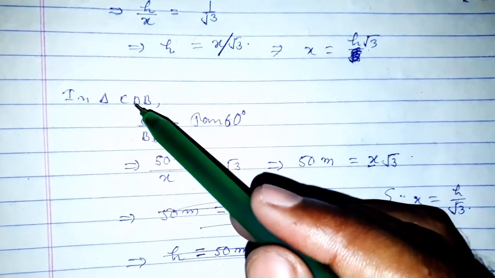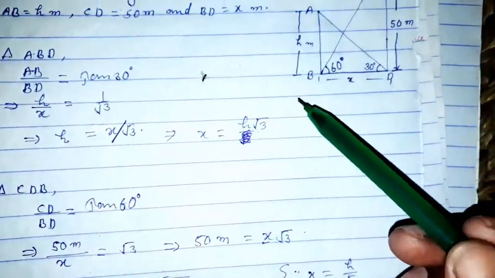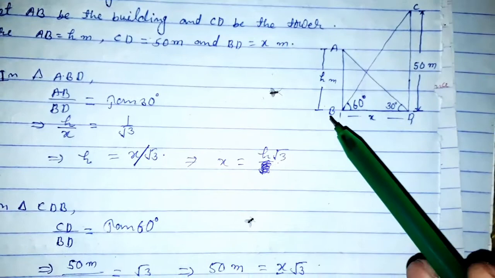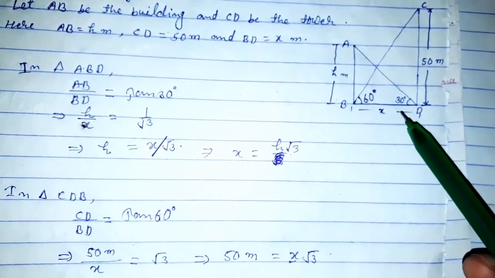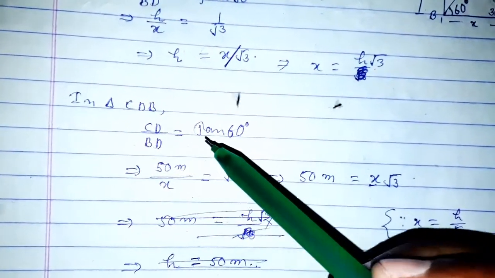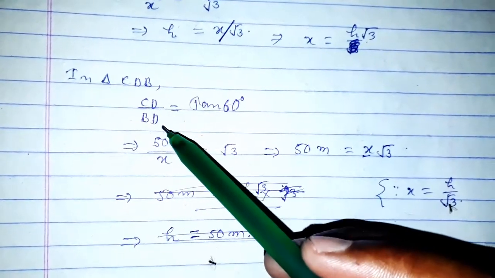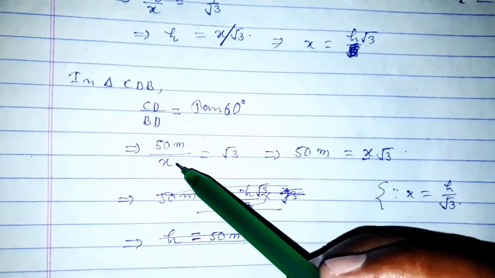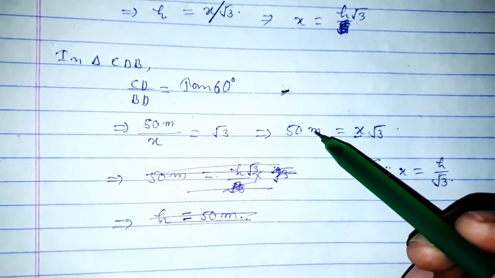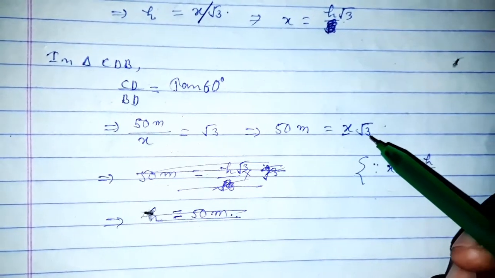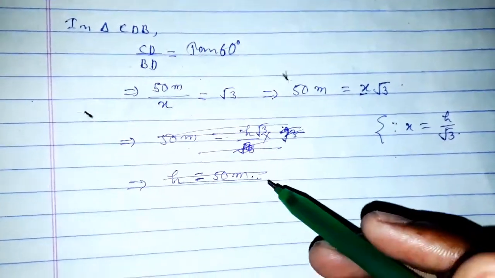In triangle CDB, take the ratio CD upon BD, which is tan 60 degree. What is the value of CD? CD is 50 meter and BD is x, tan 60 degrees is root 3. So imply that 50 meter is equal to x root 3. What is the value of x? X is h root 3. So put the value here.